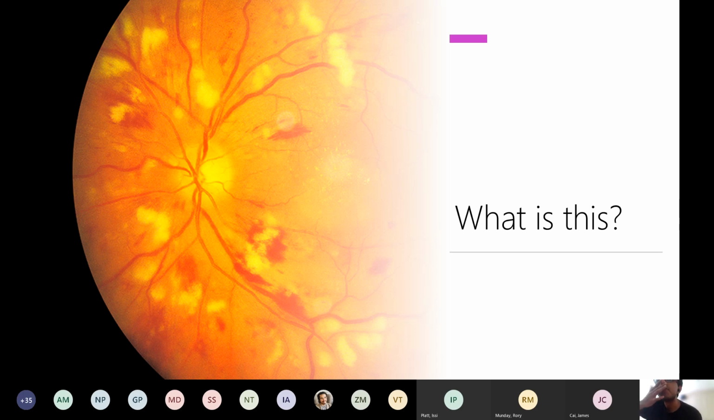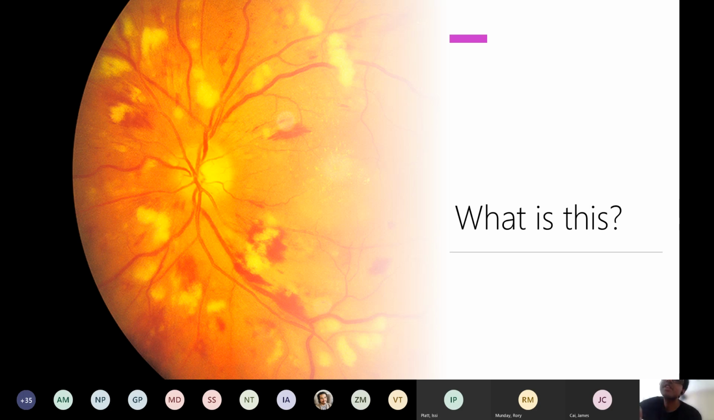New vessel formation. I think you could argue that there is new vessel formation. There are some hard exudates as well. The sign I'm looking for is even more subtle than those. It's not CMV retinitis. I will show you a picture of that later.